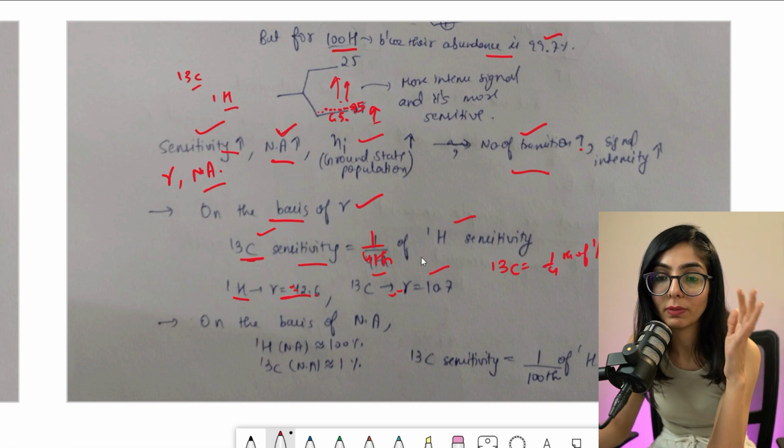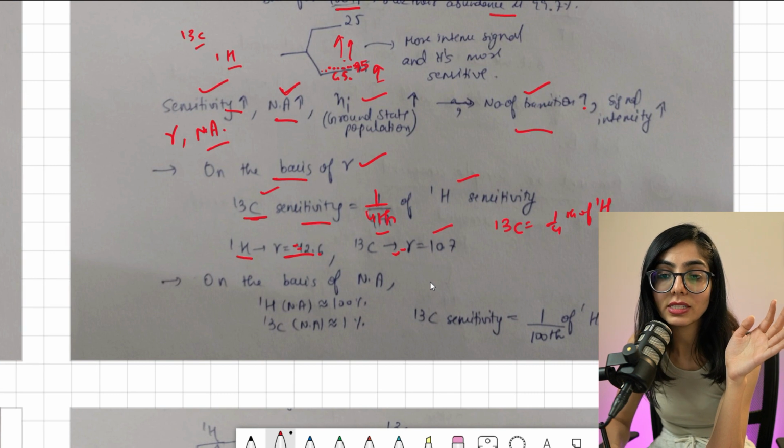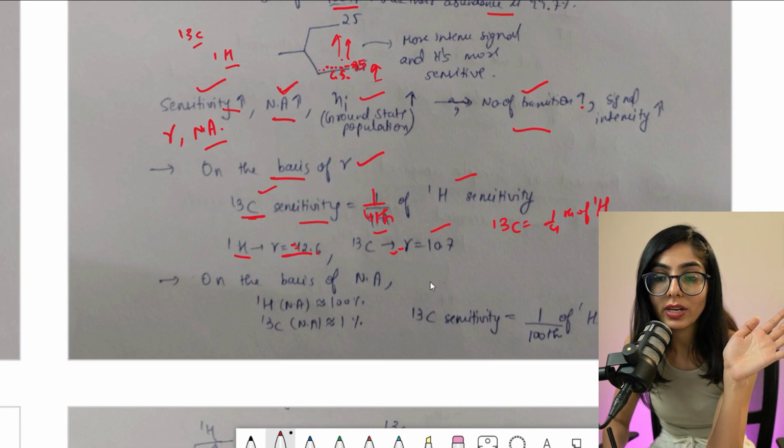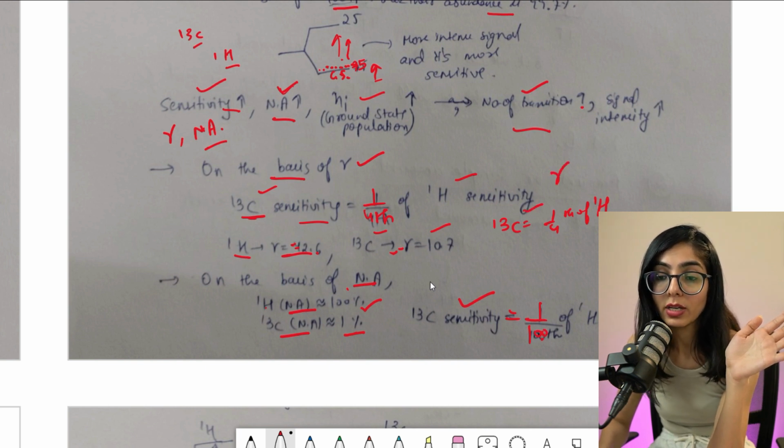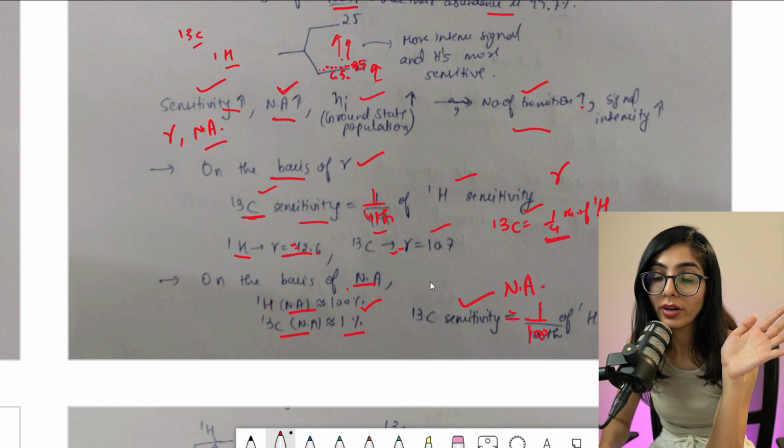Fine, that is in terms of gamma. But in terms of natural abundance, it is something else. You can see 1H natural abundance is almost 100%, while 13C is 1%. So that means 13C sensitivity is 100th of 1H sensitivity. In terms of gamma it is 1/4 only, and in terms of natural abundance it is 100th.